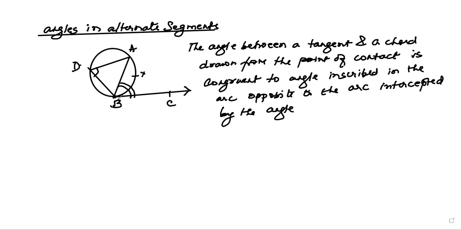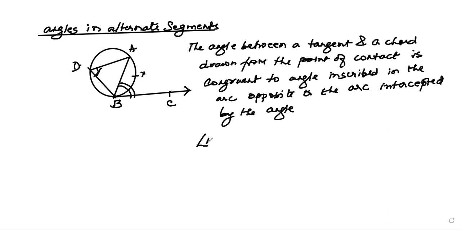See, this angle ABC has side BC as a tangent and BA as a chord. It is intercepting arc AXB. Now, which is the arc opposite to arc AXB? Arc ADB. Which angle is inscribed in it? ADB. So angle ABC and angle ADB are always congruent.